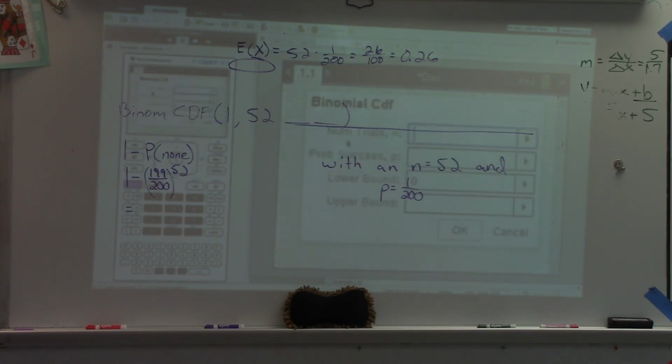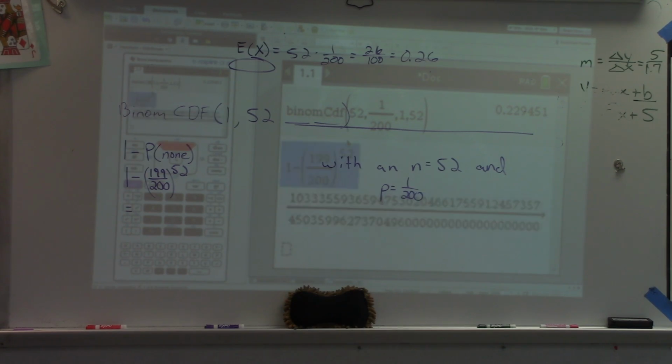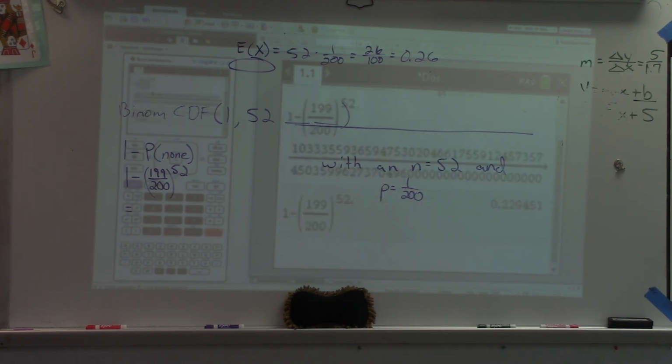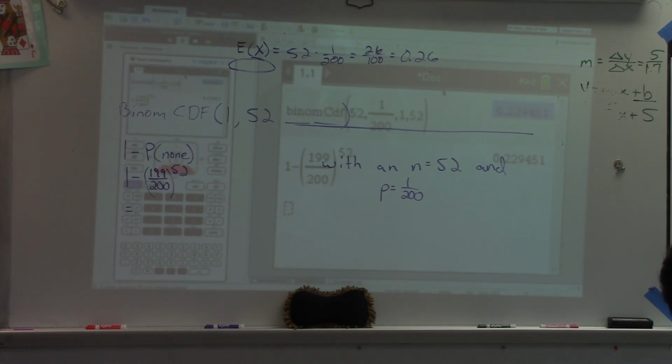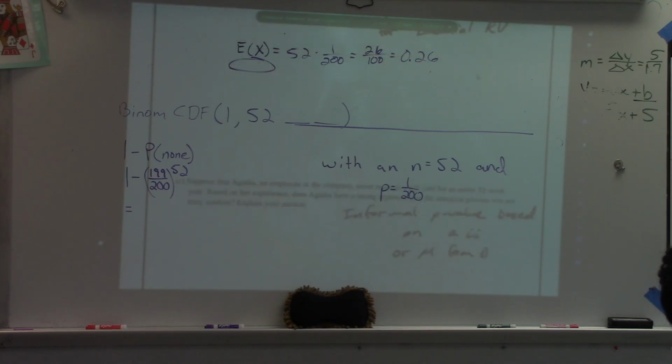Distributions of binomial CDF: 52 trials, 1 out of 200 for probability, 1 minus the probability of none. Slowly. So notice right here, 1 minus probability of none is the same as a binomial CDF. That's a big fraction. Same exact probabilities.